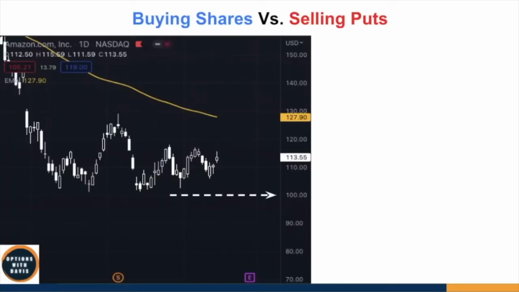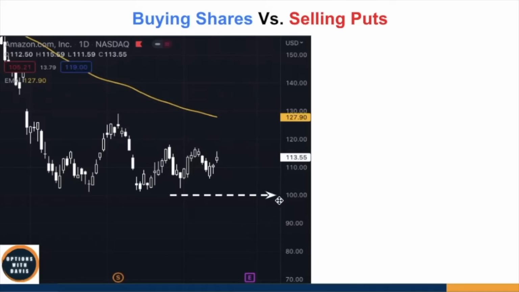So in order to understand the risk of selling puts, we have to compare it to buying shares, because after all, if you don't sell puts, what are you going to do to invest in the market? The other alternative will be to buy shares. Okay, so this is Amazon. So let's say that this is the price. $100 is right now where you plan to buy the stock.